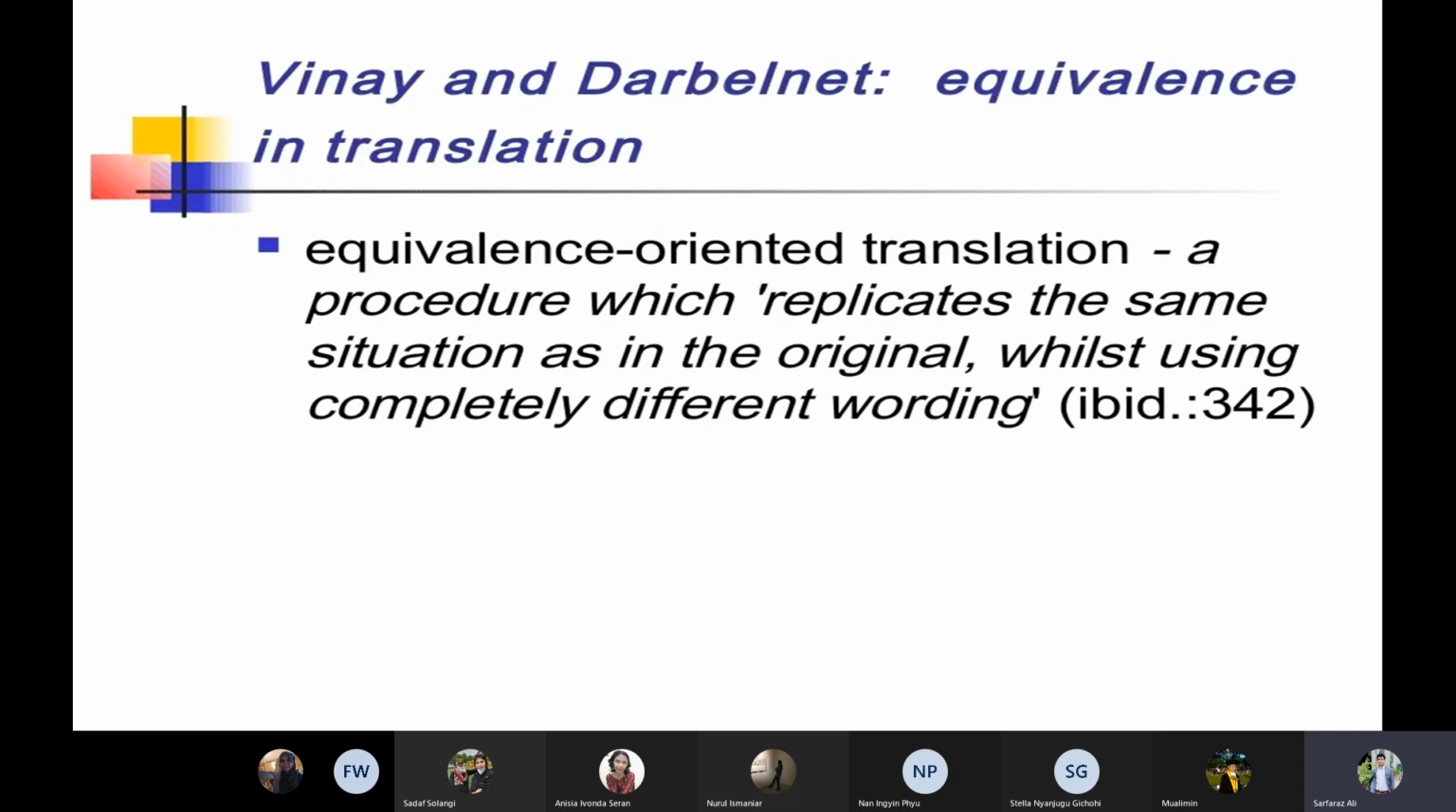Number one theory about equivalence in translation was given by Vinay and Darbelnet. They mentioned that equivalence-oriented translation is a procedure which replicates the same situation as in the original, while using completely different wording. By this simple definition, we came to know that it directs us toward the originality of the text, but with different words. It must not change the concept of the real text.